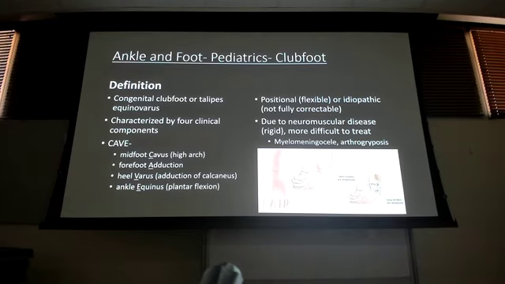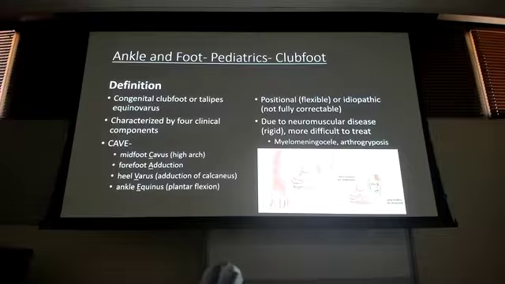So you can have a congenital clubfoot versus a positional talipes equinovarus. It's characterized by 4 components, as you can see in the picture there. They have a high arch or midfoot cavus, and then they have forefoot adduction. And then the heel, or the calcaneus, will be in varus, and then you'll have equinus, which is plantar flexion of the foot. And then we want to look at whether it's flexible, so can we passively put that into its normal range of motion, versus an idiopathic one where we can't fully correct it.